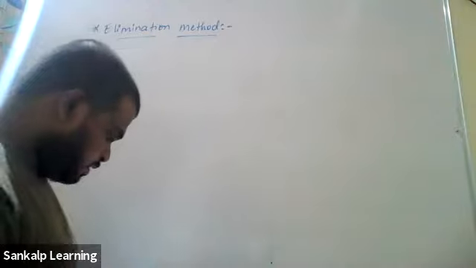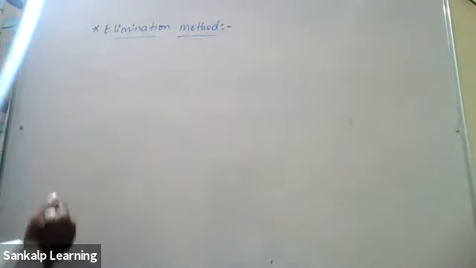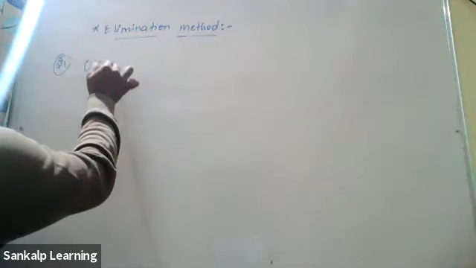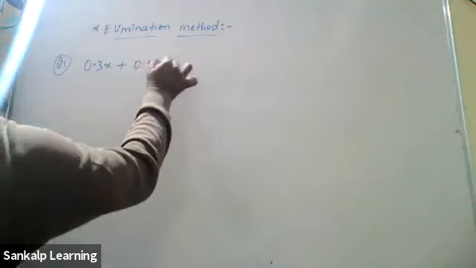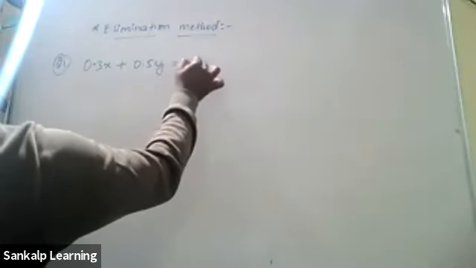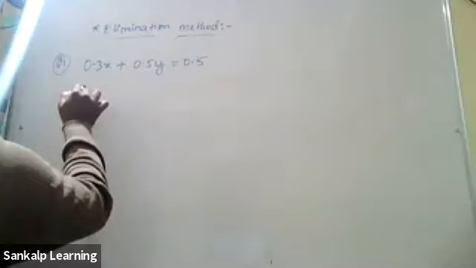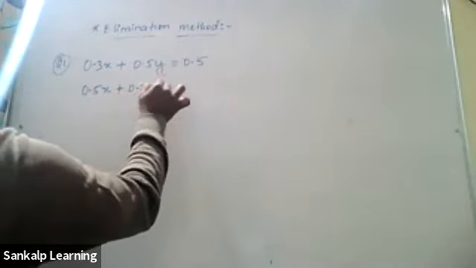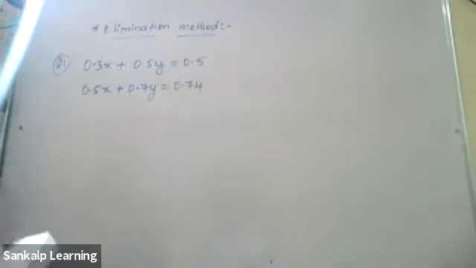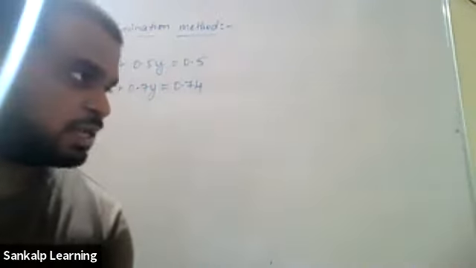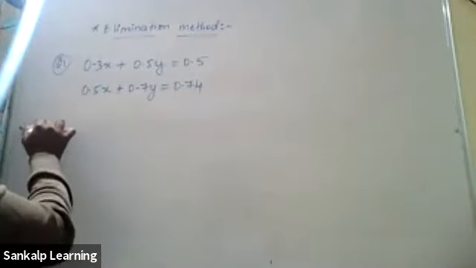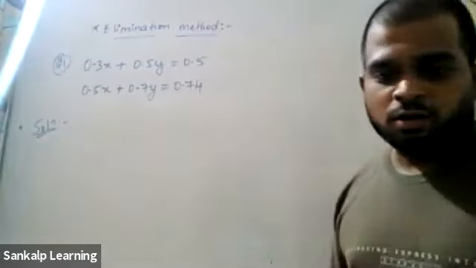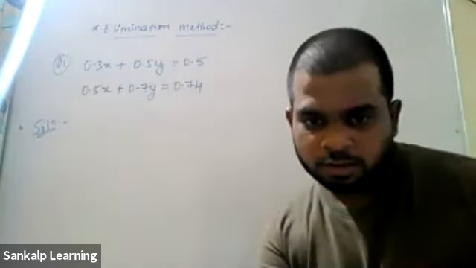Okay, let me give you another question. Write out the 21st one. 0.3x plus 0.5y equal to 0.5. 0.5x plus 0.7y equal to 0.74. People who have attended the previous class will know it. Can I start solving the way which we were doing? No, sir. One second.